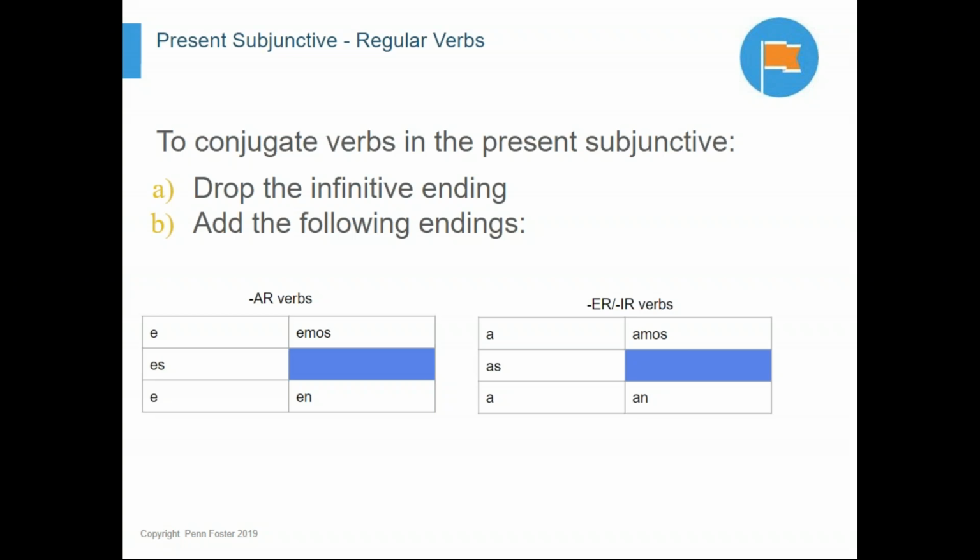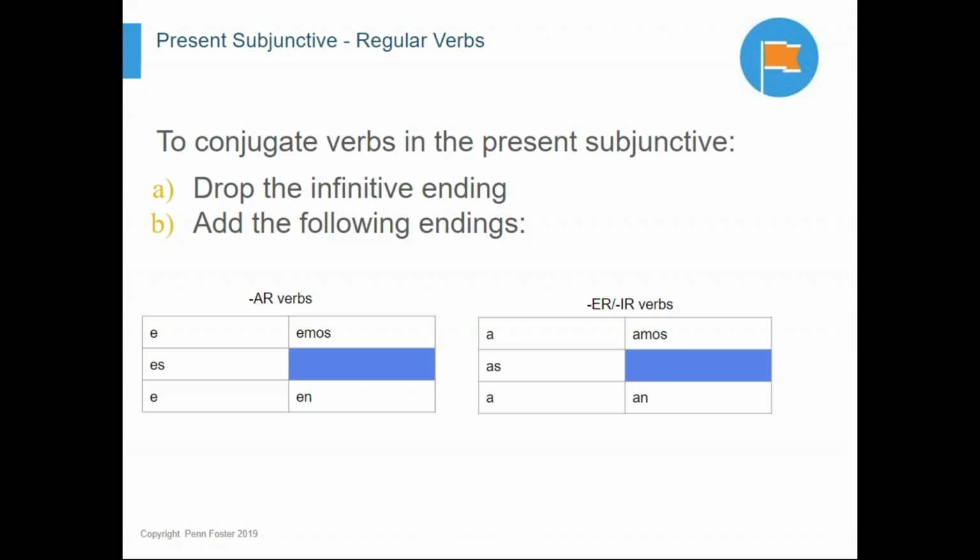And there are two steps to conjugating a regular present subjunctive verb. As you can see them on the slide here, first step is to drop the infinitive ending. So you're going to remove the AR, the ER, or the IR from the infinitive verb, leaving you with the stem. And then you're going to add the present subjunctive endings to that stem.